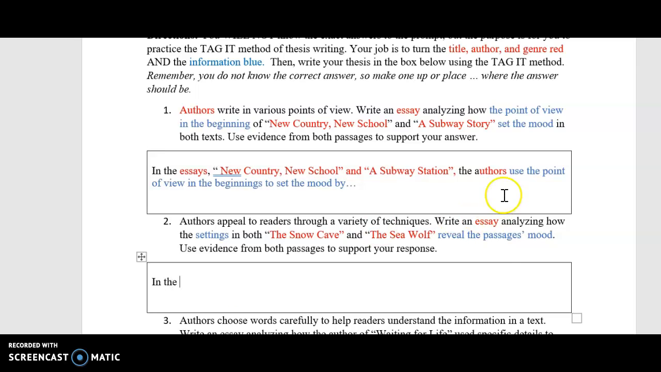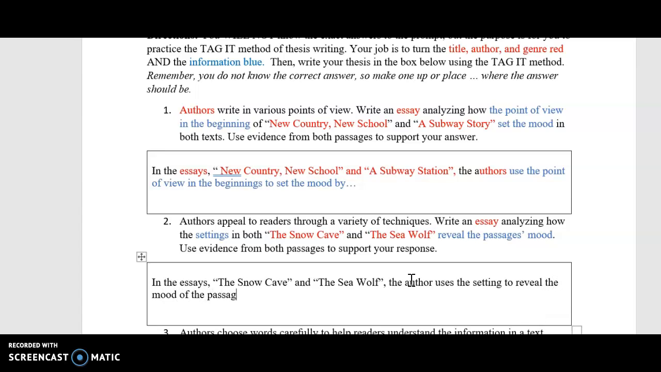We always start with, well, we know it's an essay. In the essay, give me the title, "The Snow Cave" and "The Seawolf," which is a non-restrictive element, which is what we've been working on all year, because it's in between your two commas, so you need your two commas because we're stating the title. The author uses the setting to reveal the mood of the passage by, and we don't know the answer, so we're going to put dot dot dot.